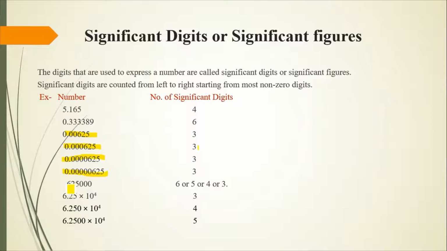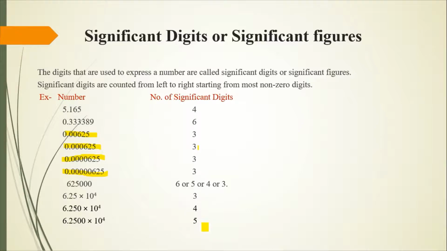And next one is 625000. Here the number of significant digits is uncertain. It may be 6 or 5 or 4 or 3. Here is uncertainty. Next example is 6.25 times 10 to the power 4. Here we count only these digits, that means significant digits are 3. The next example also has significant digits 4. We will count this 0 after the decimal. And in the last example, 6.2500, significant digits are 5.